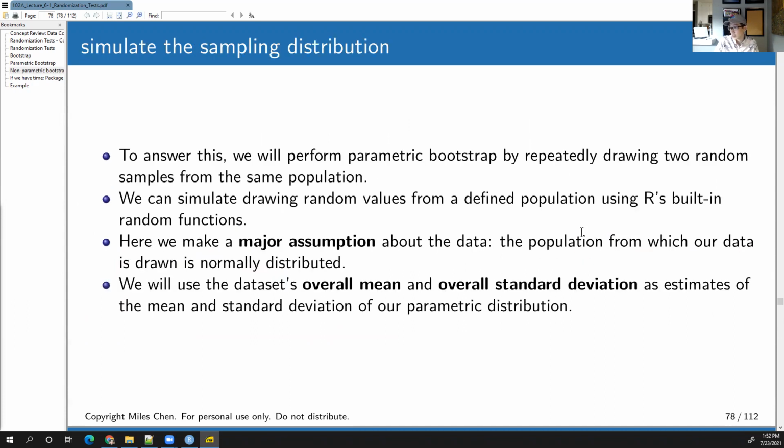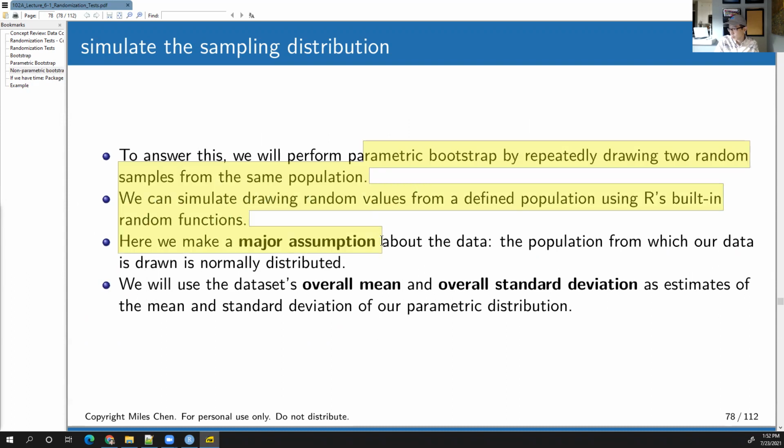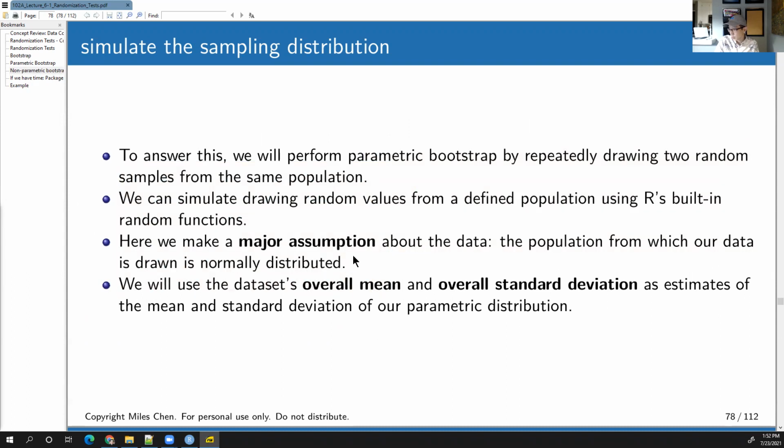All right, and so again, this time with parametric bootstrap, we're going to have to make a big assumption about the shape of the population. In this case, we're going to say the population is normally distributed. Maybe this is a bad assumption, but that's the major assumption we're going to make. What value should we use for the mean and the standard deviation of our normal distribution? Here, we're going to use the overall mean and the overall standard deviation from our data.